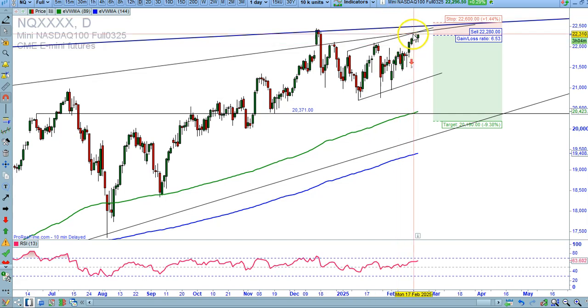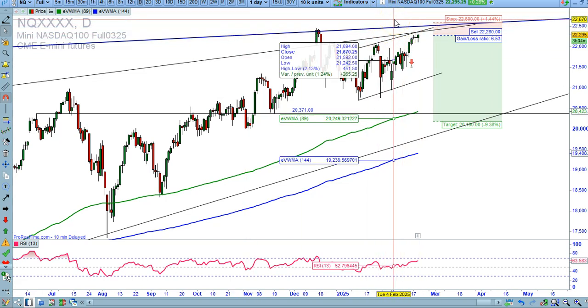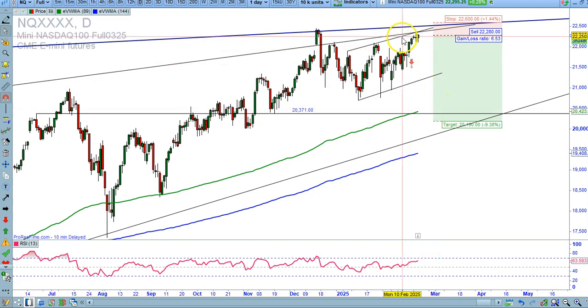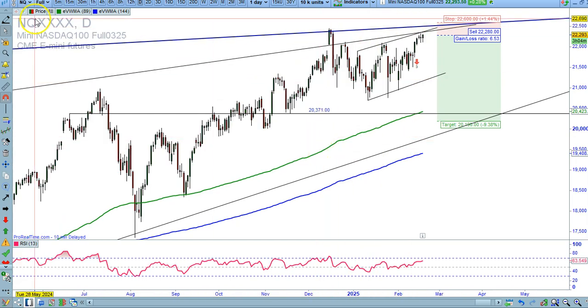If we are stopped out and we have a continuous run to the upside, then this will not be a third wave top long term, but instead it would be an extension of a third wave long term.